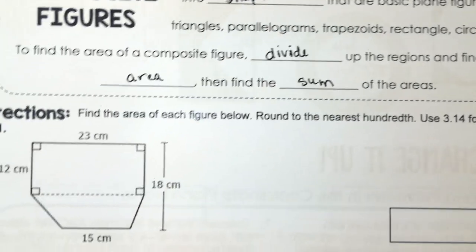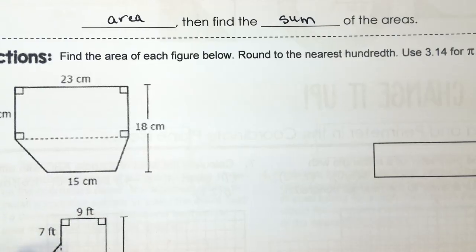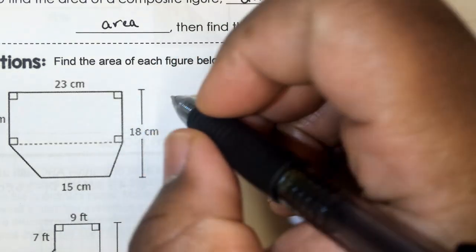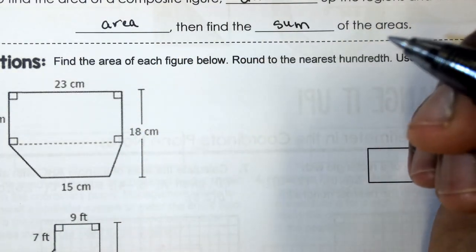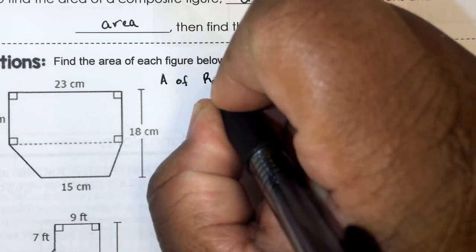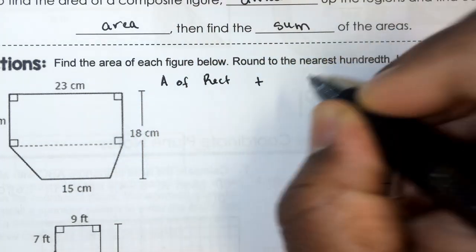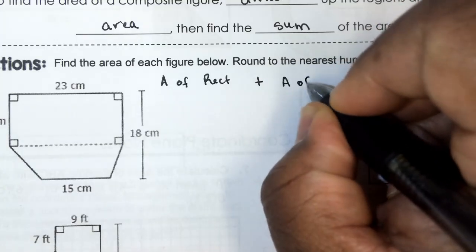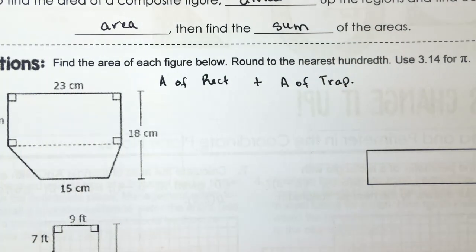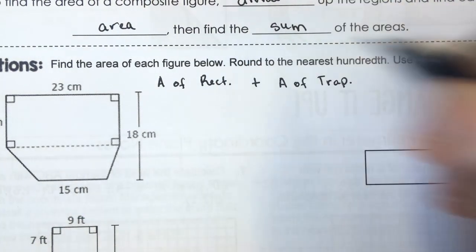Crystale, number 1. What shapes do you see that make up this composite figure, sir? Say it again. Just talk louder. A rectangle. And what else? A rectangle and a trapezoid. So Crystale, we're going to find an area of a rectangle and area of a trapezoid, and we're going to add those together.